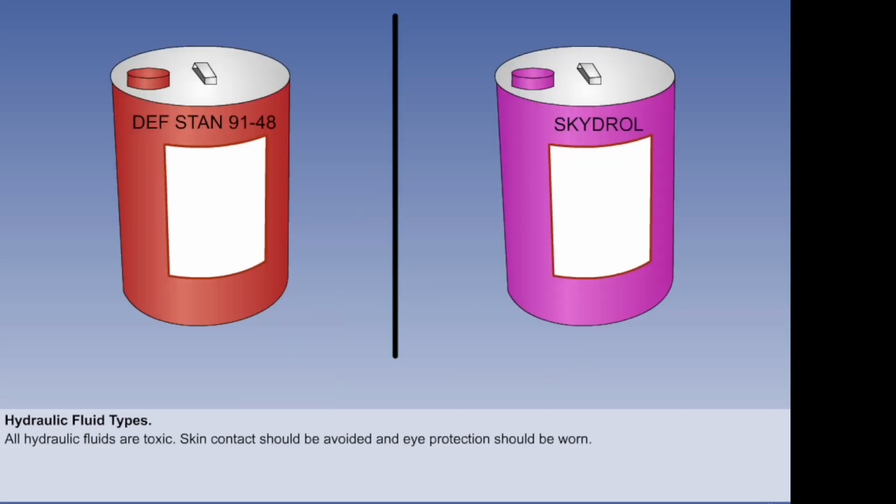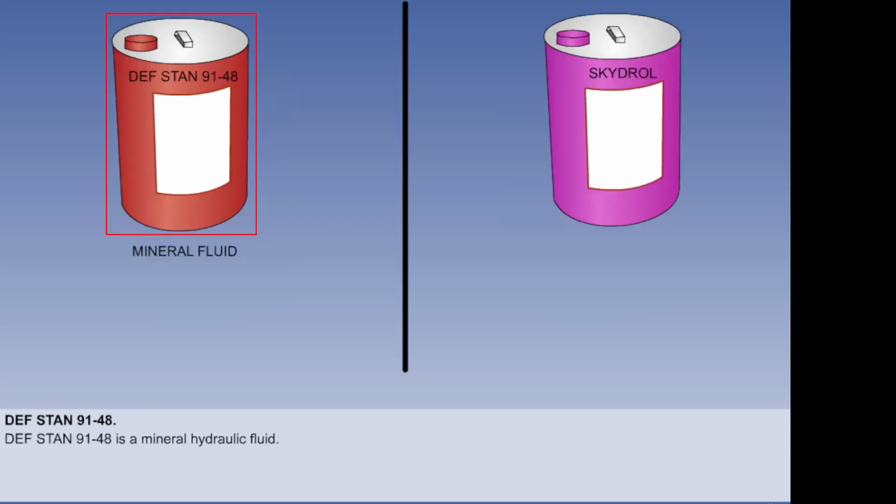The two types of fluid you are likely to meet are Defstan 91-48 and Skydrol. Defstan 91-48 is a super clean mineral hydraulic fluid. Recommended for all hydraulic systems operating under high pressures and low or very low temperatures, from minus 54 degrees Celsius to plus 90 degrees Celsius.